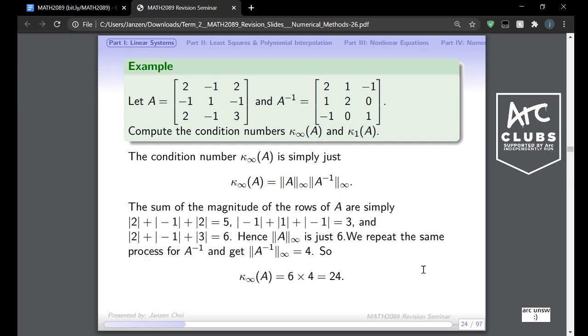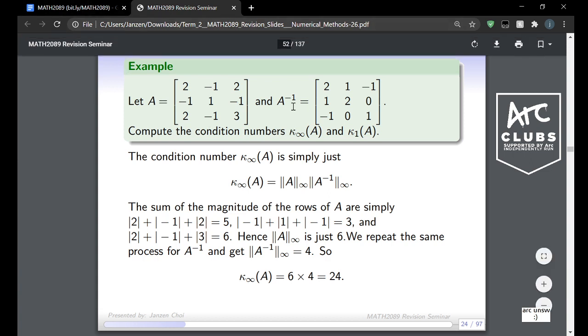So let A equal this matrix, A inverse equal this matrix, and we have to find the infinity condition number of the matrix A, which means we have to find the infinity norm of the matrix A and the inverse matrix A inverse. So to find the infinity norm of the matrix, we're using the rows, the maximum rows.